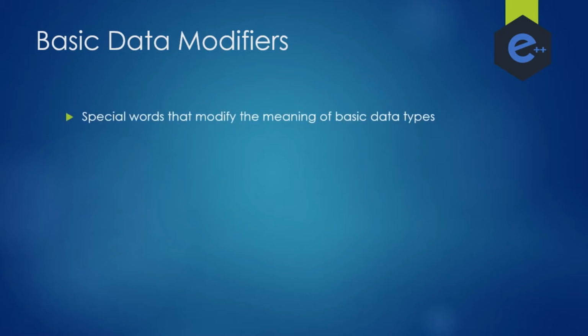Now, we will see modifiers in C++. Modifiers are special words that modify the meaning of basic data types. There are 4 types of modifiers in C++.